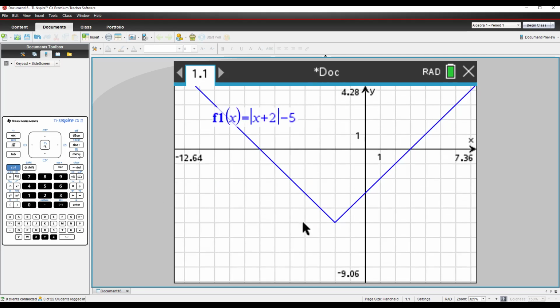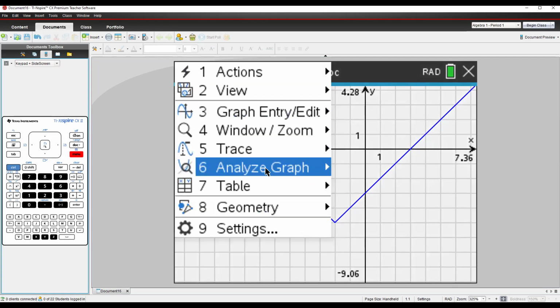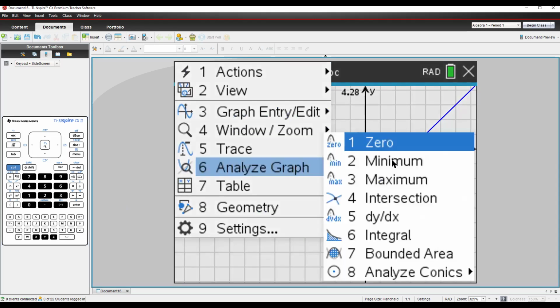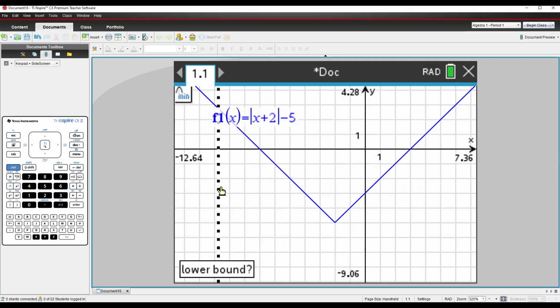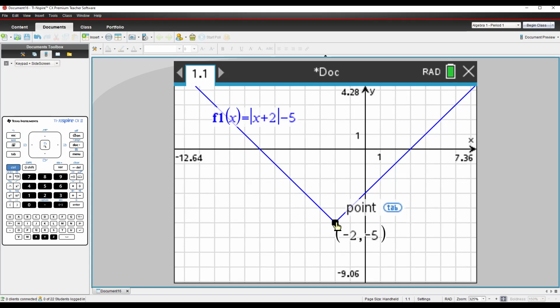So all we're going to do is go menu, analyze the graph, and we're going to find the minimum. And then we start on the left and we pull it until it says minimum there. So we don't care about the x value this time. We care about the y value. So anything that's equal to a -5 or greater than a -5 is in the range.